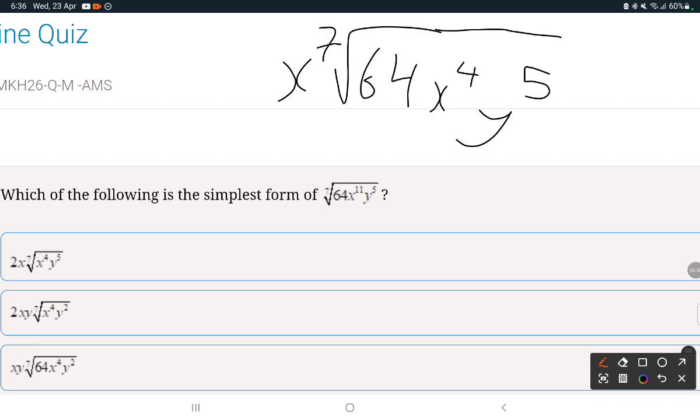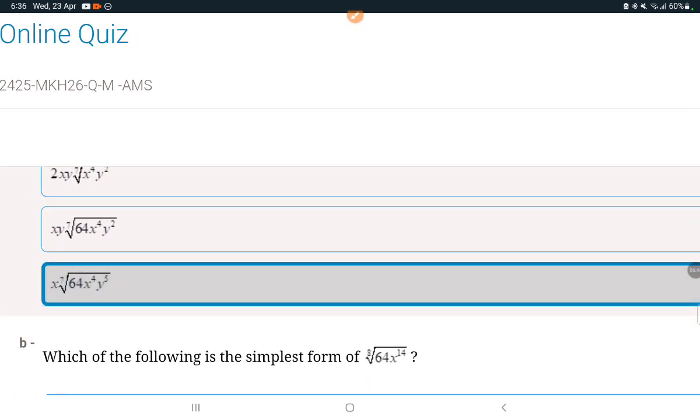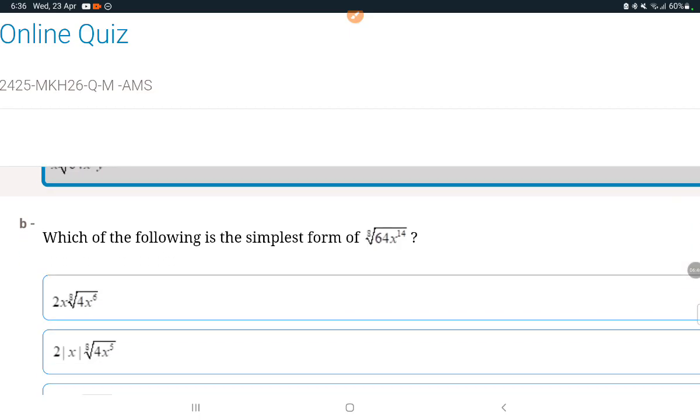Because you cannot take x to the power of 4 or y to the power of 5 outside, because they're less than 7. And you cannot take 2 to the power of 6 outside, because it's also less than 7. So, it's going to be x, yeah, as we said.